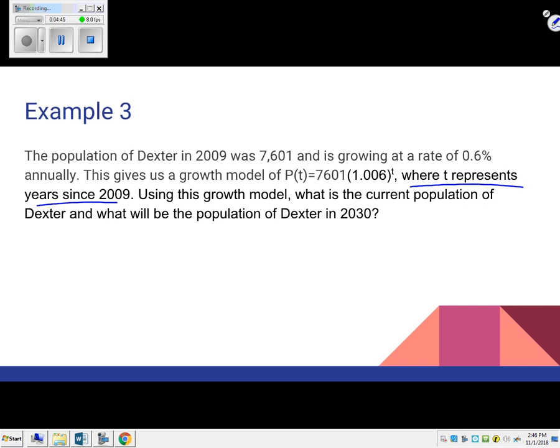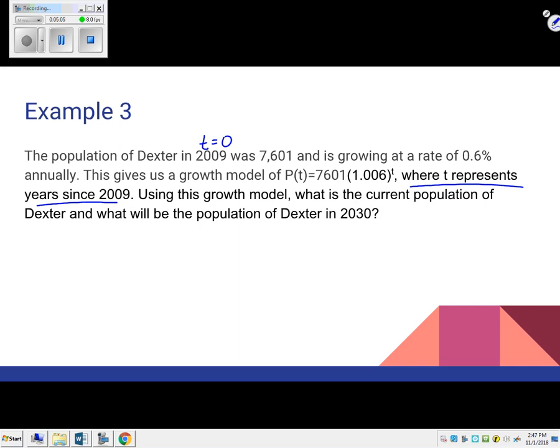So the fact that I'm using t equals 0 does not mean I'm going back 2009 years before 2009. I'm going to look at my years that I have in these equations, and whatever my smallest one is, I'll let that represent t equals 0. That will help keep these numbers calm down a lot.